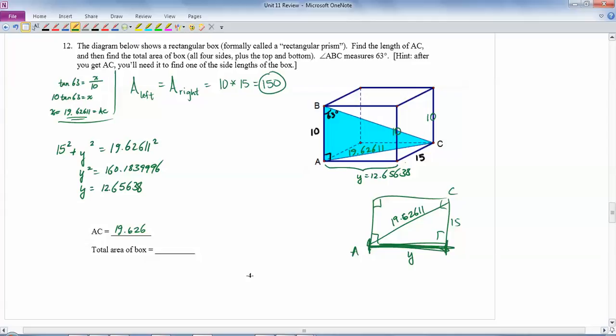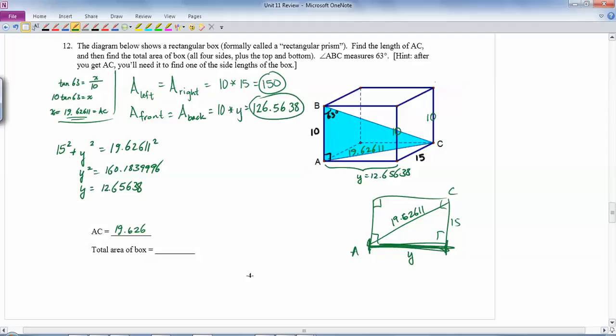So at this point, I can now figure out the front of the box. The area of the front is going to be the same as the area of the back of the box. So it's going to be 10 times y, which is the same thing as just moving the decimal over by one place, so that's going to be 126.5638. So that's the front of the box, and it's also the back of the box.